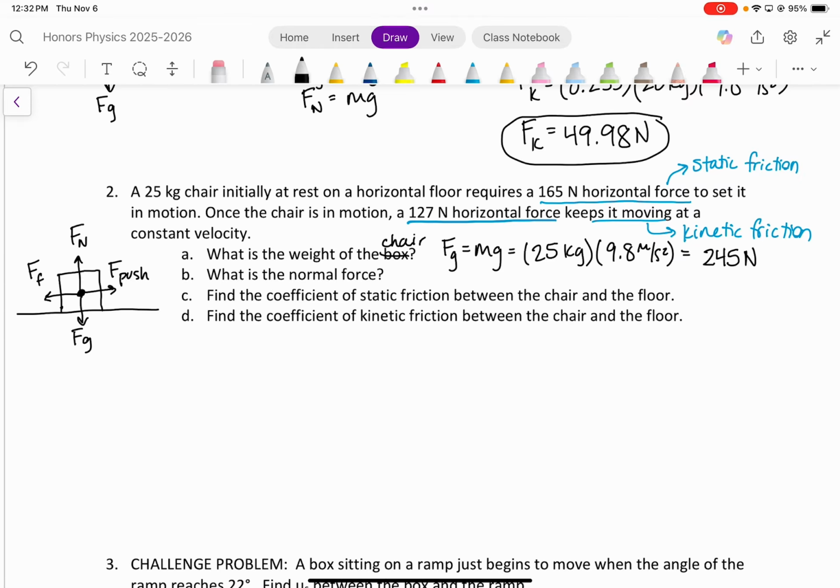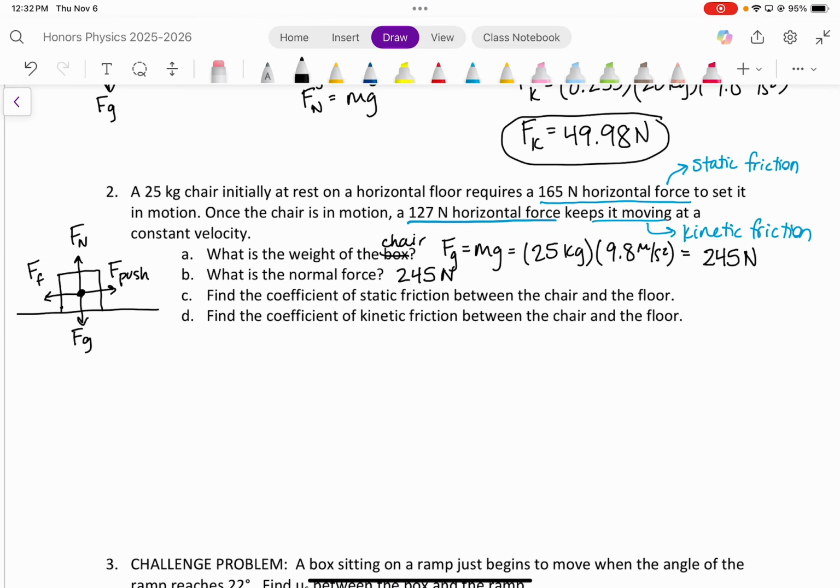If you forget on a test, it's totally appropriate to just write kilograms times meters per second squared, because it's the same thing as a newton. All of our forces will be measured in that unit of newtons. What is the normal force? Well, I can look at my diagram and figure out pretty quickly what the normal force is. It's going to be 245, and it's going to be pointing upward while my weight is pointing downward.